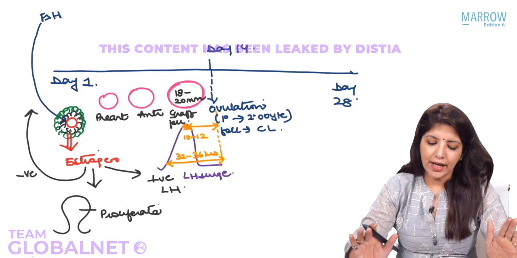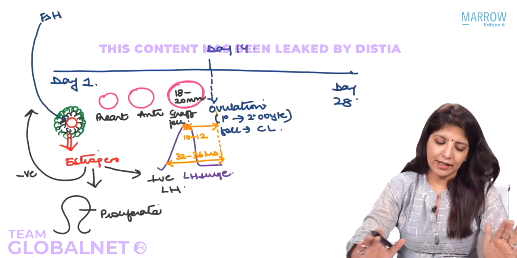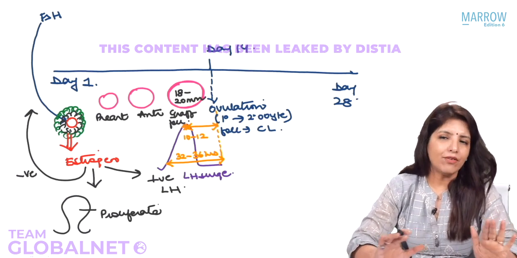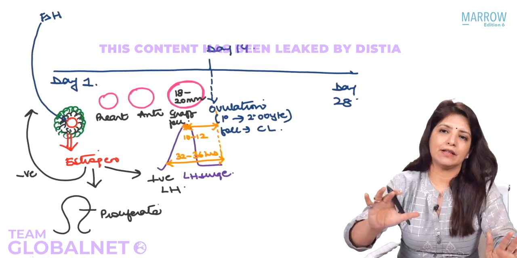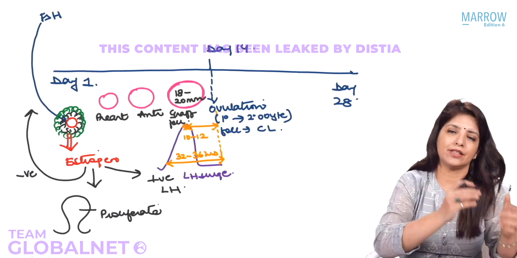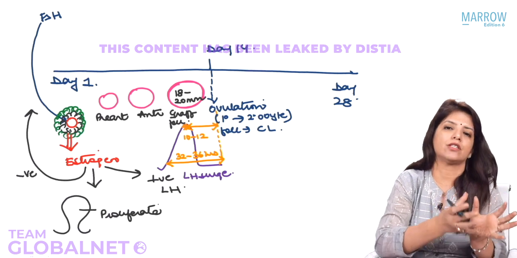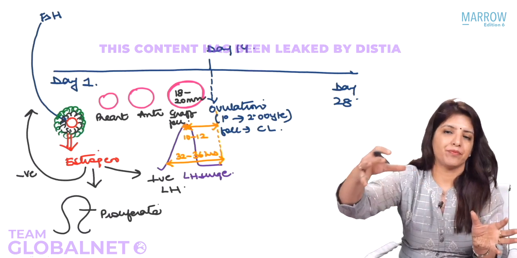Right? Now, in the first half of the menstrual cycle, as you can see, whatever is happening to the follicles. Initially, the follicles underwent atresia, a single follicle was left, and this single follicle started growing, right?